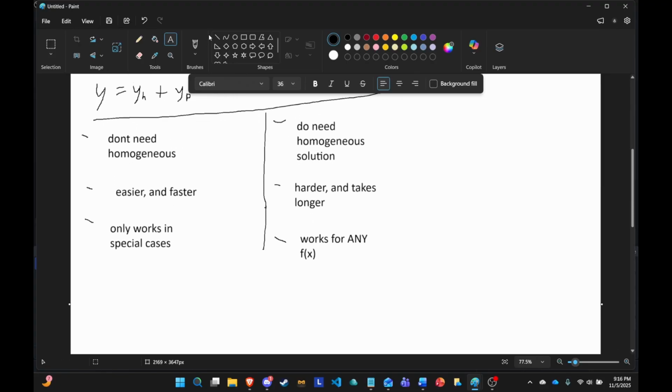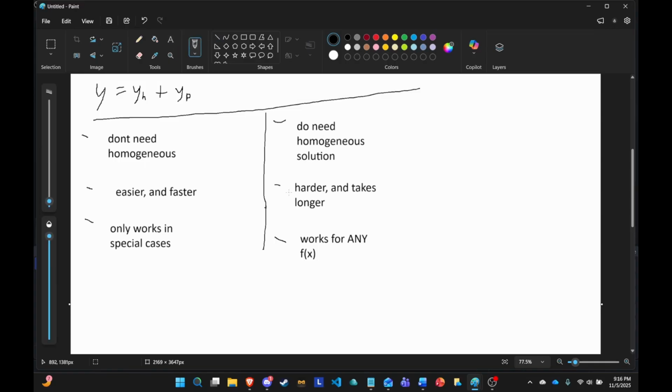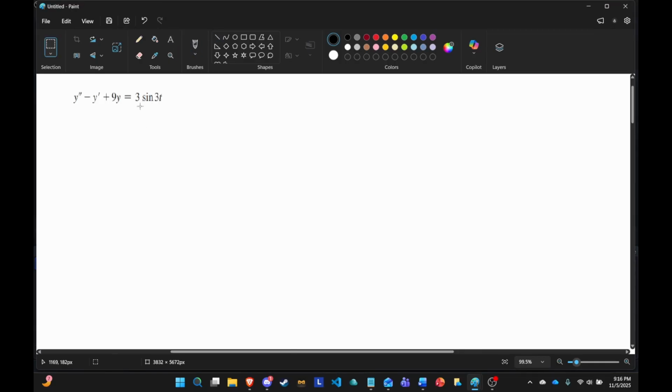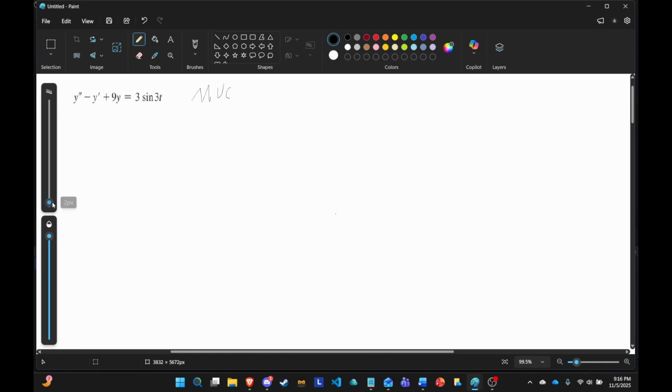Furthermore, for the method of undetermined coefficients, I'll give us an example problem here. This is one that it could work for: y double prime minus y prime plus 9y equals 3 times sine of 3t. In this case, the reason why the method of undetermined coefficients would work here is because the f of x function is a product of constants and trig. That is part of the group of functions that it will work for.